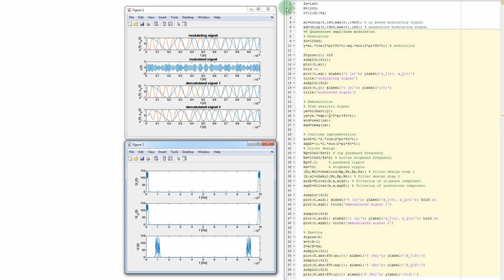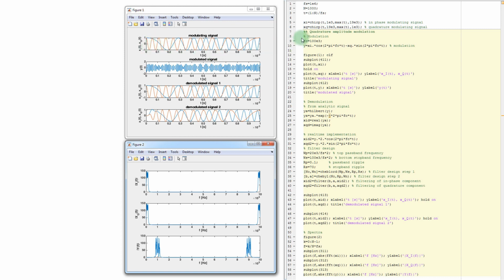In this example, we will take a look at the quadrature amplitude modulation. As the first step, we will again generate our modulating signals, but this time we will have two modulating signals, the in-phase and the quadrature component. The in-phase component will again be the chirp signal that starts at 1 kHz and finishes at 19 kHz. The quadrature signal will also be a chirp signal but with a decreasing frequency. It will start at 19 kHz and it will finish at 1 kHz. Both these signals are plotted here. The in-phase component is the blue line and the quadrature component is the red line.